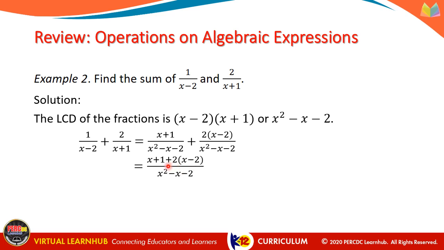Next, we just need to copy the common denominator, which is x squared minus x minus 2, and add the numerators, x plus 1 plus 2 times quantity x minus 2. Distributing 2 in 2 times quantity x minus 2 will make our numerator x plus 1 plus 2x minus 4. Simplifying the numerator, we will get 3x minus 3. And our denominator is still x squared minus x minus 2. Our final answer is 3x minus 3 over x squared minus x minus 2. Okay?